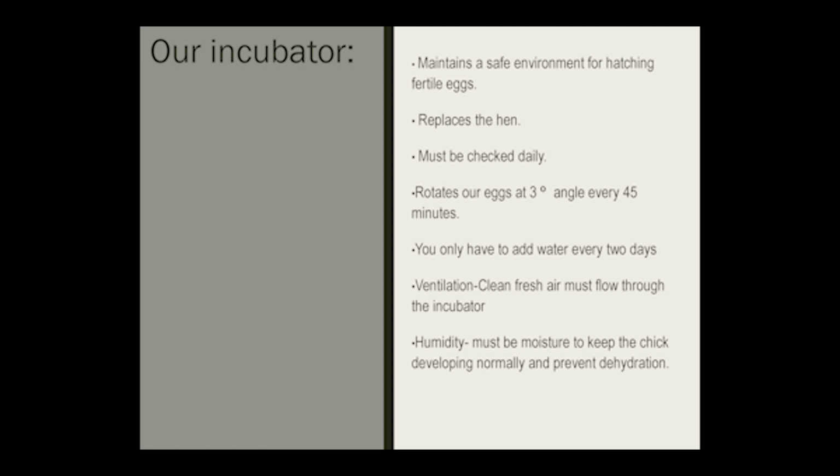We have to remember that we have to add water every 2 days. But when we're talking about our geese, after day 5, we're going to lift up our incubator and we're going to spray our goose eggs twice a day. Another thing that our incubator does is it provides ventilation, which is clean, fresh air that moves through the incubator. The next thing it does is humidity. We must keep our eggs moist so that the chicks develop normally and prevents dehydration. So in our case for geese, we're not talking about chicks, but we're talking about goslings.